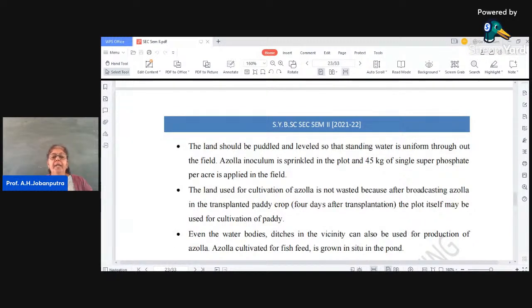The land should be puddled and leveled so that the standing water is uniform.